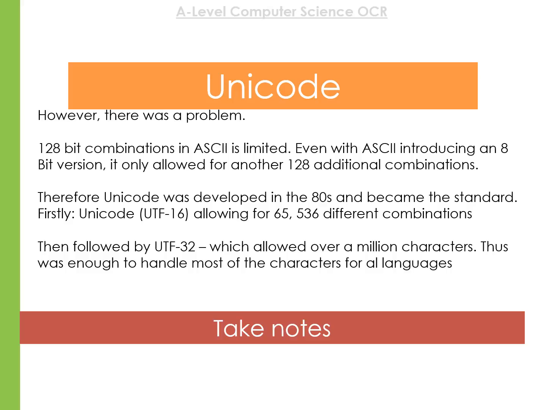However, there's a problem. 128 bit combinations is limited. We can't use this for other languages such as Chinese. Therefore, Unicode was developed in the 1980s and became standard. This allowed for 65,536 different combinations. It's then been followed by UTF-32, a 32-bit combination which allows over a million characters. So we can store all characters for all languages, allowing computers to communicate from all around the world.